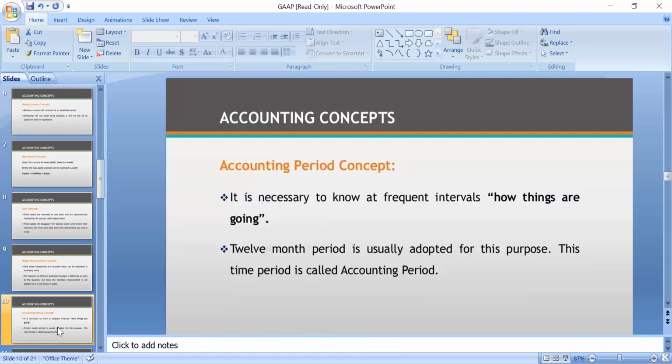Moving toward the next concept, and the next concept is the accounting period concept. It is necessary to know at frequent intervals how things are going. A 12-month period is usually adopted for this purpose. This time period is called the accounting period.